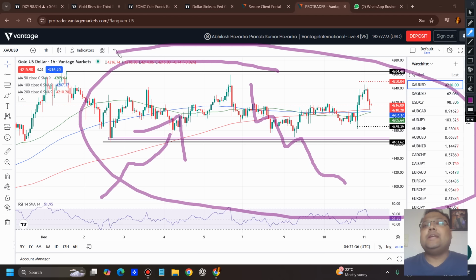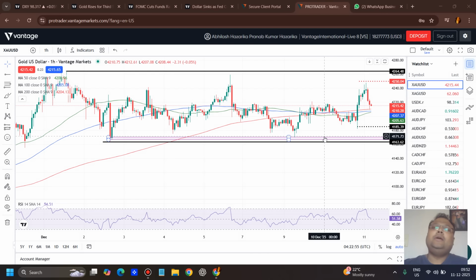So in a situation like this, we need to be extra careful. Okay, and most of the people around the world, not only forex, around the world, lose money in sideways market because they fail to keep patience. They end up entering on the middle of the chart and they lose money. Okay, so the only way to make money on sideways market is to buy at support, sell at resistance.